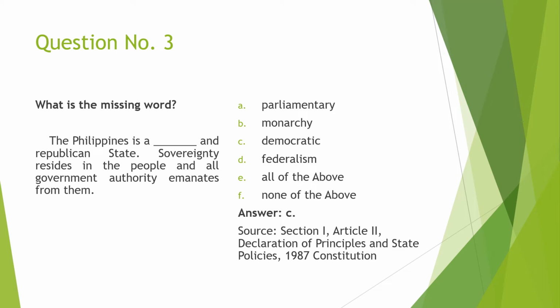The answer is letter C. The source is Section 1, Article 2, Declaration of Principles and State Policies of our 1987 Constitution. In addition, according to Black's Law Dictionary, democracy is that form of government in which the sovereign power resides in and is exercised by the whole body of free citizens, directly or indirectly, through a system of representation, as distinguished from a monarchy, aristocracy, or oligarchy.